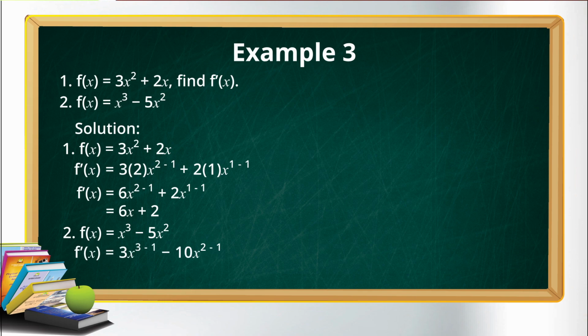F prime x is equal to 3x to the power of 3 minus 1 minus 10x to the power of 2 minus 1. Then we get 3x squared minus 10x. You've got this right? Well done.